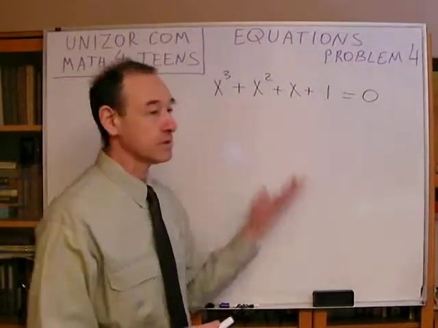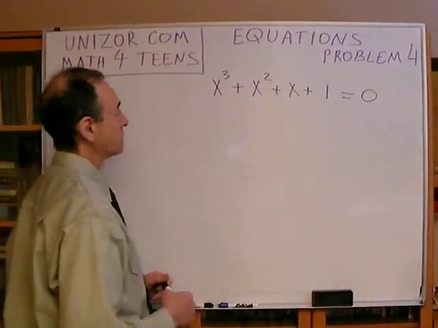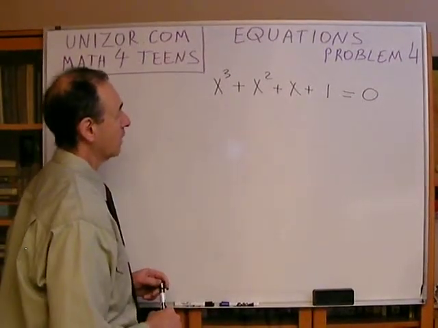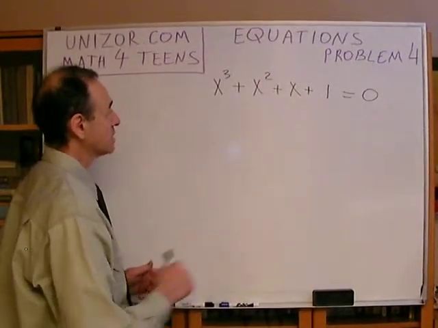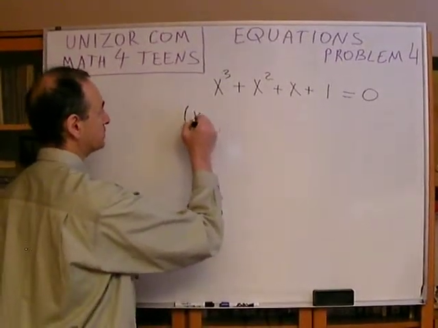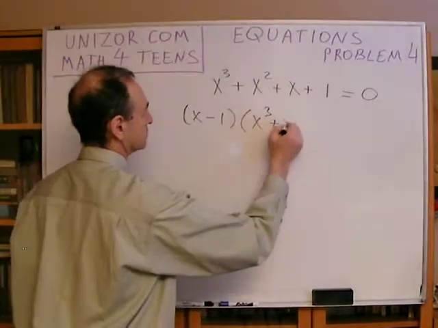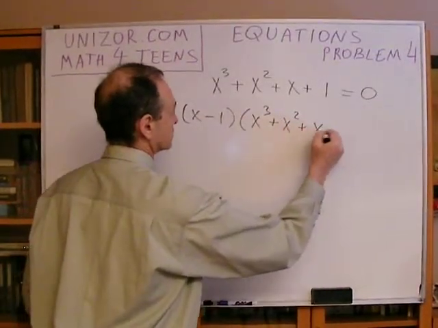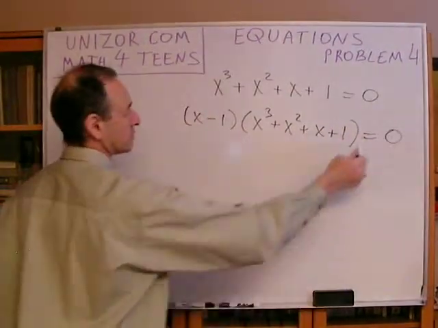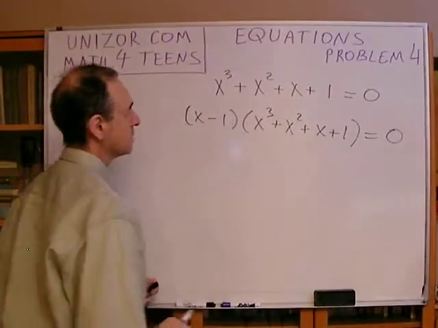Basically, there is no trivial solution to this equation. So we need to find something special, some trick. Okay, so one trick was factoring out x squared and x plus 1. Here is another trick. Let's multiply this equation by x minus 1. Well, if I multiply the right part by x minus 1, obviously, 0 will remain 0.